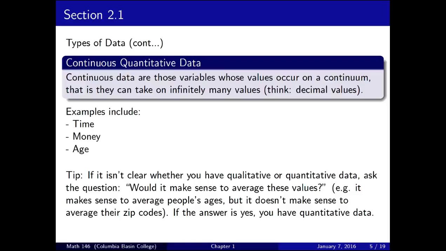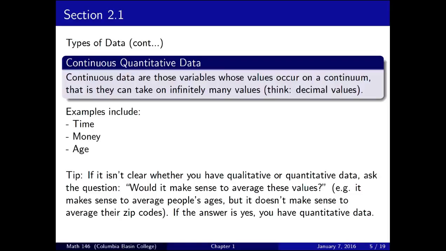If you go to the store and want to buy something, they're going to round your price off to the nearest cent. But those types of variables like time, money, age, those are really what we consider continuous because they occur on a continuum. We just round them off for convenience. Now, if it's not really clear whether you have qualitative or quantitative data, I always ask myself this question.